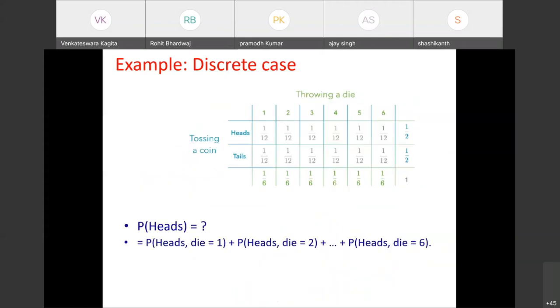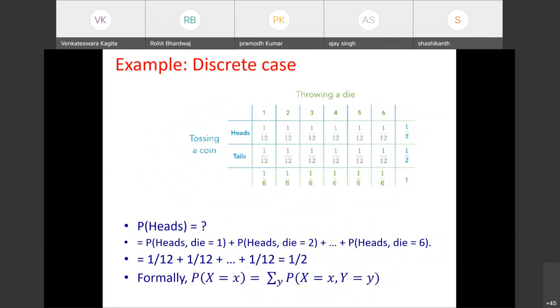So the probability of heads is the probability of heads comma dice equal to 1, plus heads comma dice equal to 2, and so on up to heads comma dice equal to 6, which is equivalent to 1 by 2. To define it more formally, the probability that X takes a certain value x is the sum over y of the probability of X equal to x comma Y equal to y. Y is the random variable representing the outcome of the second event. Irrespective of the value that Y is taking, you are just interested in the probability of X. Therefore, you sum the probability over all the possible values of Y. We call this the sum rule.